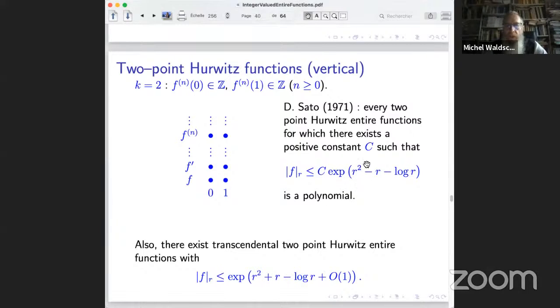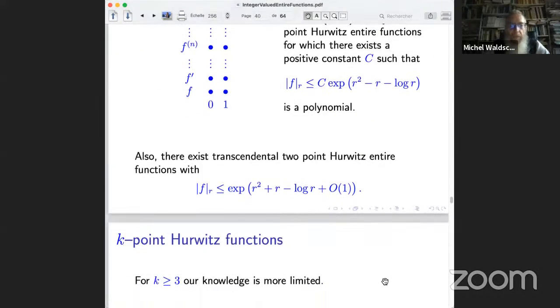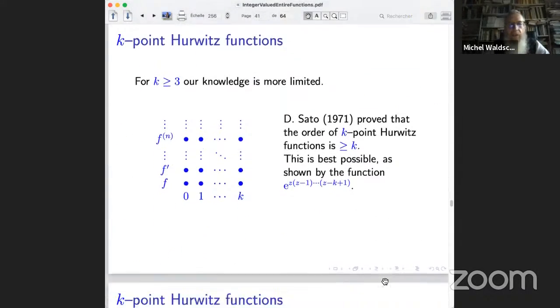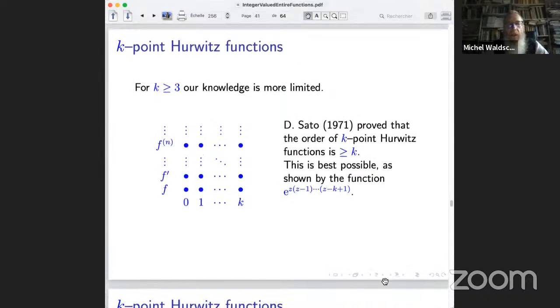So you see that now it is the order of the function which comes into the picture, exponential r squared. And Sato proved that there exists a transcendental 2-point Hurwitz entire function which grows almost like this. It is exponential r squared plus r minus log r. So this is rather satisfactory. But for k at least 3, we do not know so well.